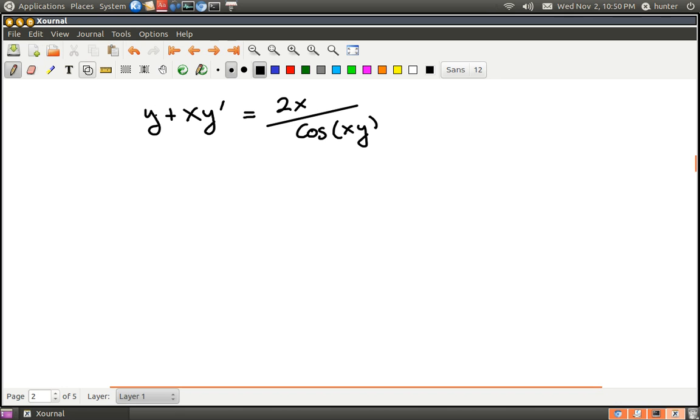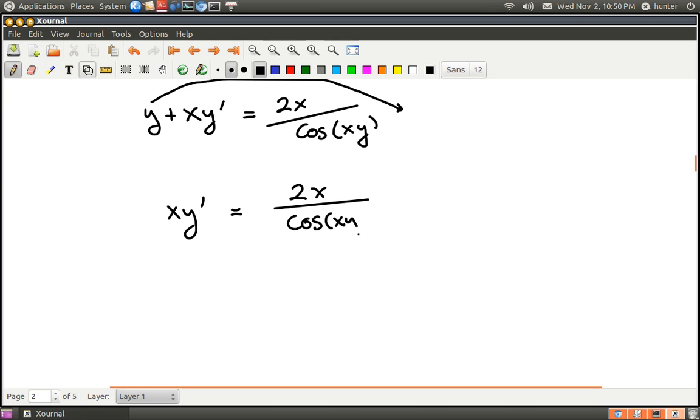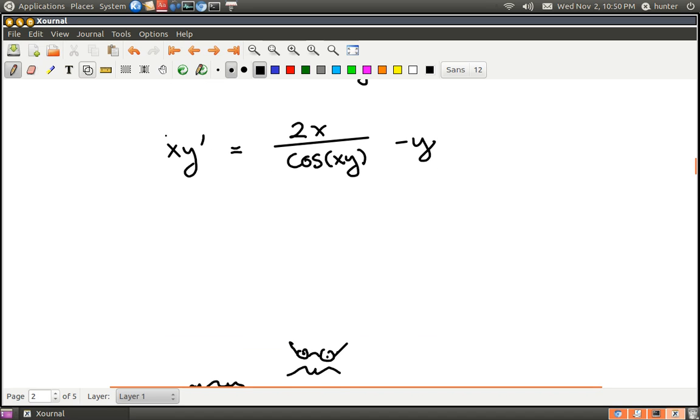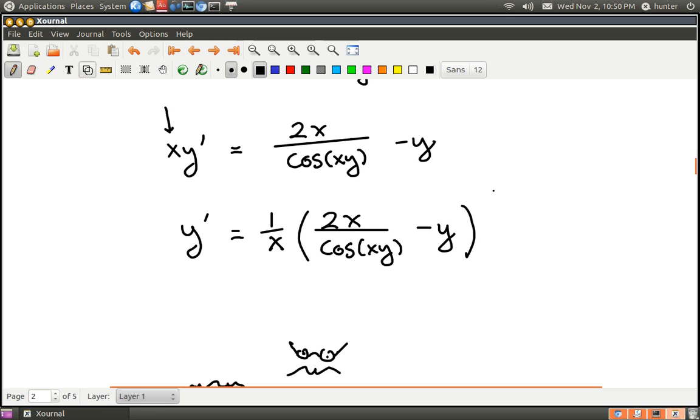Now I subtract y from both sides because this needs to get lost, right? It needs to go over here. That gives me x y prime is equal to 2x over cosine xy minus y. And just one very last thing to do is to get rid of this x. So I do that by dividing through. Now y prime is equal to 1 over x times everything that was already there before: 2x over cosine xy minus y. And this is it.